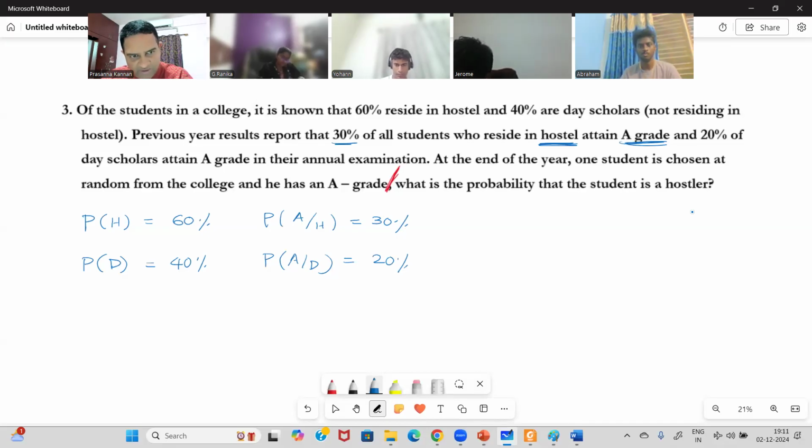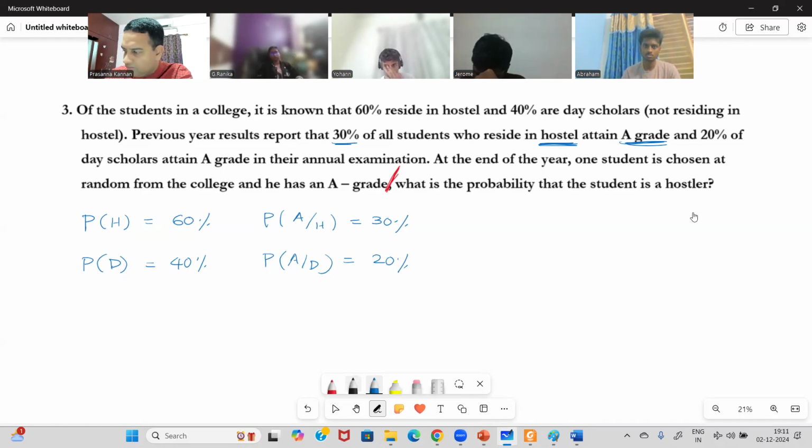Of course, in PU exam, it's important that you mention all these symbols, okay? Let H represent the event where the student is a hostler. D represents the student is a day scholar. A given H means a student is an A grade student, given that he is a hostler. Like that, you should write.